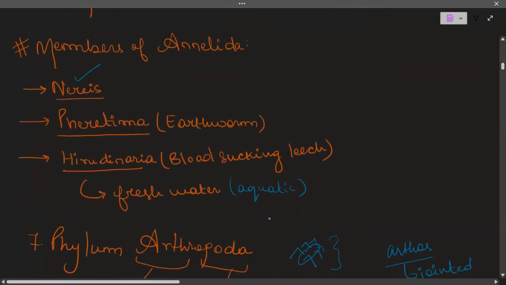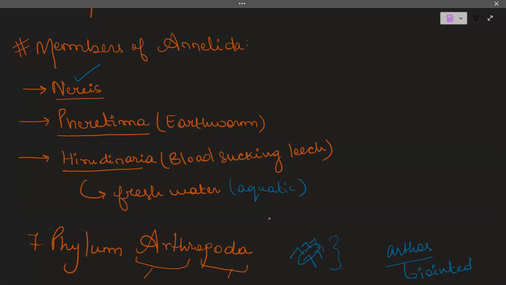Now, looking at the members of the phylum Annelida, so we have Nereis, Pheretima, which is the scientific name of the earthworm. Then there is Hirudinaria, that is the blood-sucking leech, and it is a freshwater organism. Is it clear?